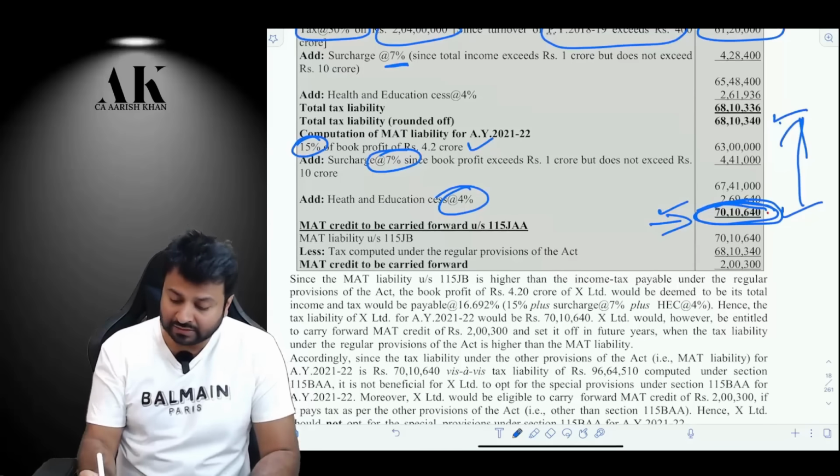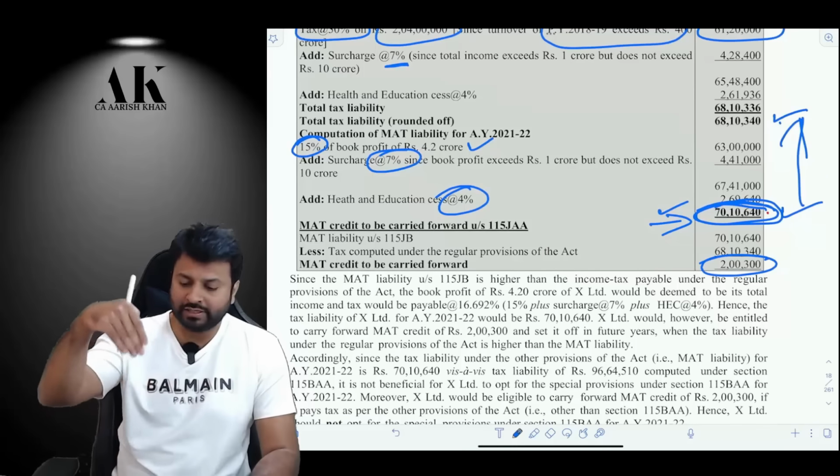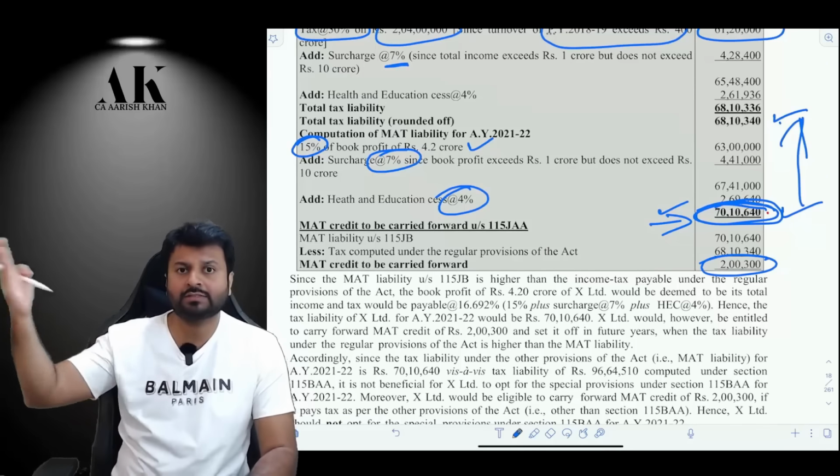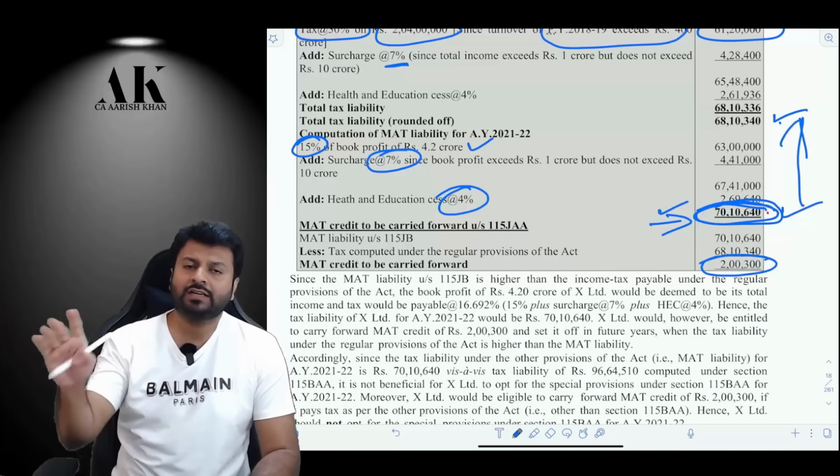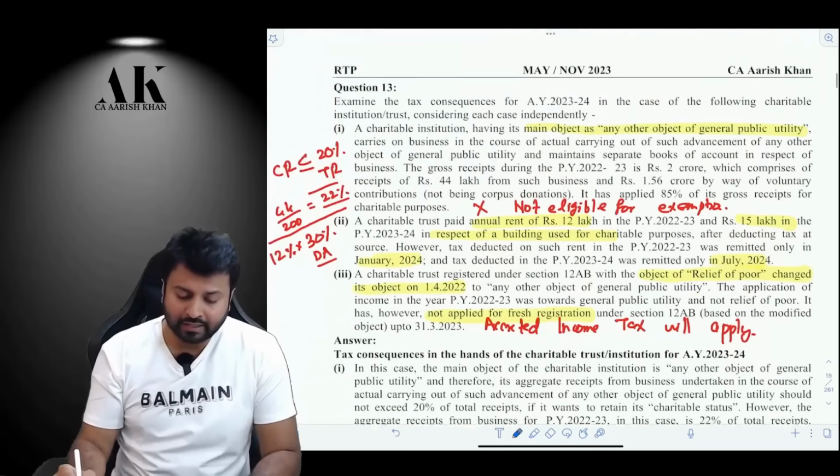Check it, please. Further, you will also get a MAT credit of 2 lakhs over here, which you are not going to get over there. You can carry forward this MAT credit and set off against subsequent year's income. So it is better you go for the normal provision rather than the 115BAA. Okay. Now, let's come to the next question.